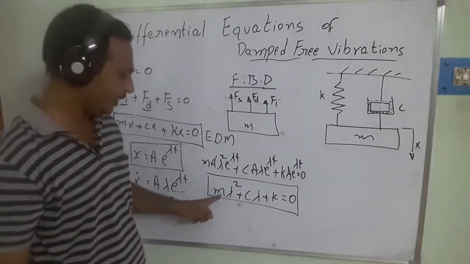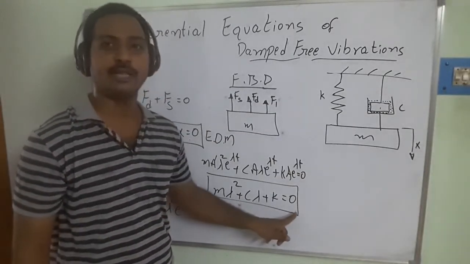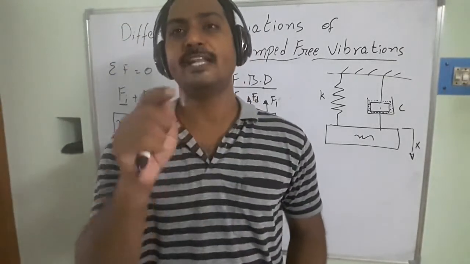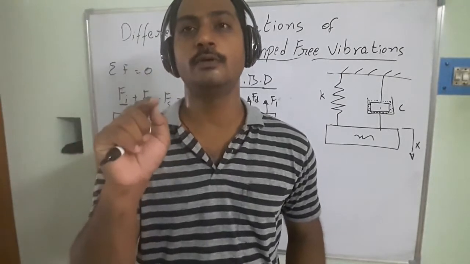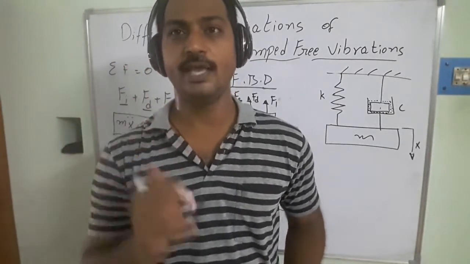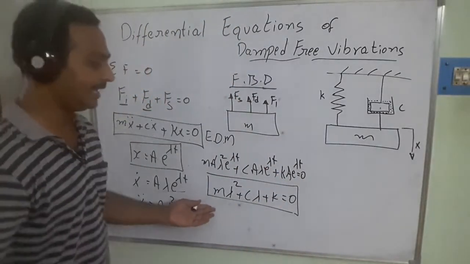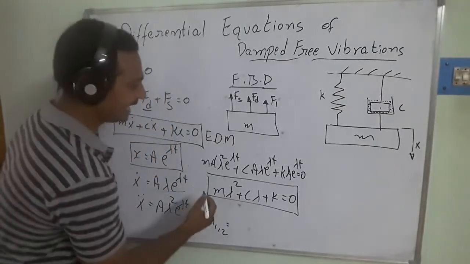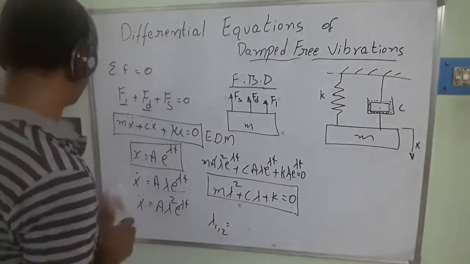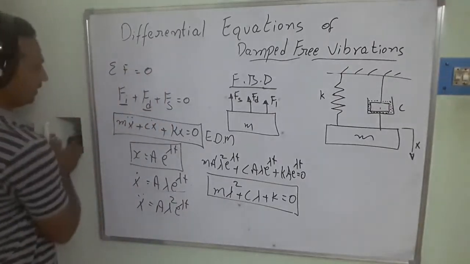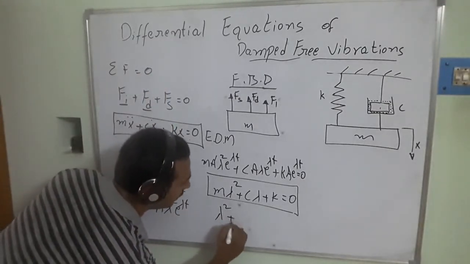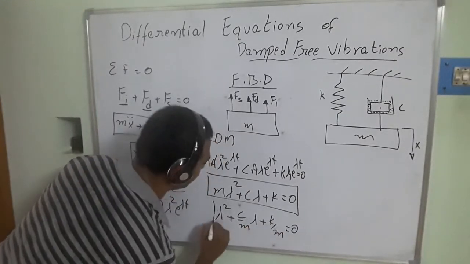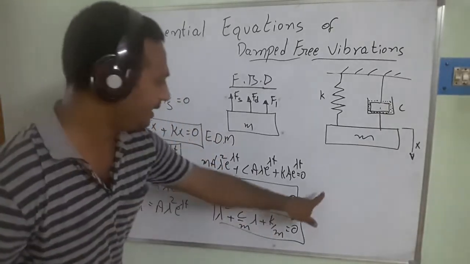As we know, this is an ax square plus bx plus c type equation, so we are going to calculate it by the standard formula: x is equal to minus b plus or minus square root of b square minus 4ac, by 2a. The same equation I am going to take here for lambda 1, 2. In this case I am going to simplify this equation before this one. So the simplification is lambda square plus c by m lambda plus k by m is equal to 0.